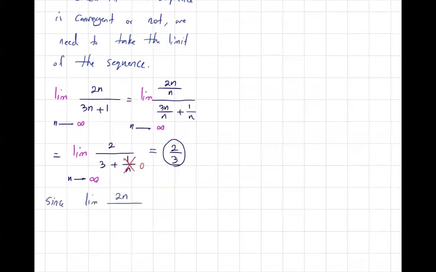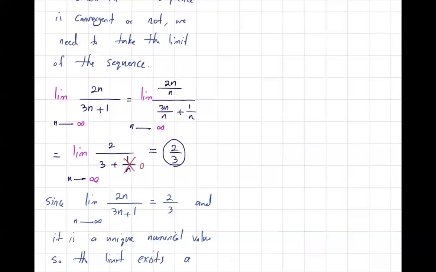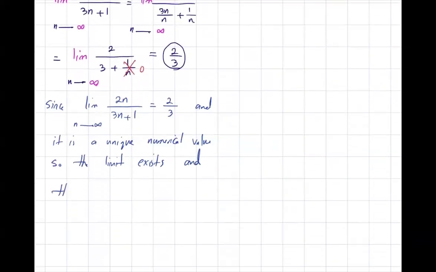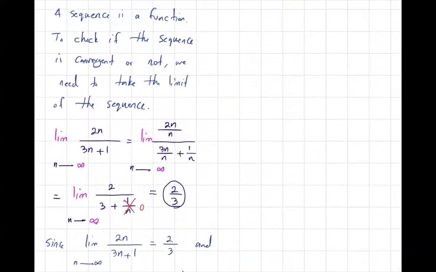Since the limit of 2n divided by 3n plus 1 as n goes to infinity is equal to 2/3, and it is a unique numerical value, the limit exists and the sequence is a convergent sequence. So far we have a convergent sequence, but what if we take the elements of this sequence and form a series?